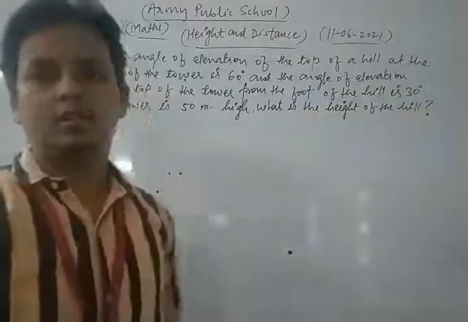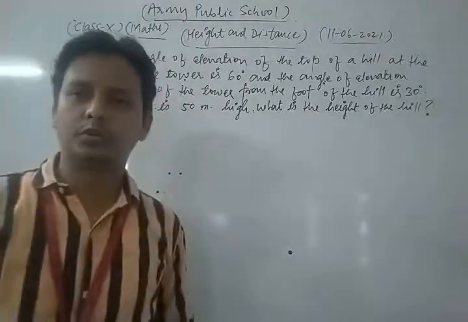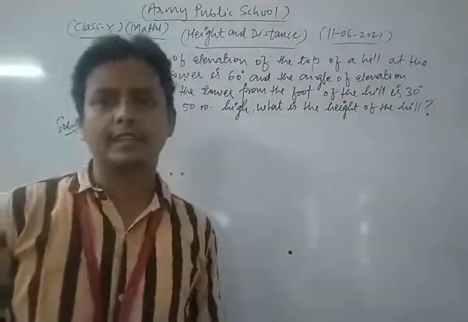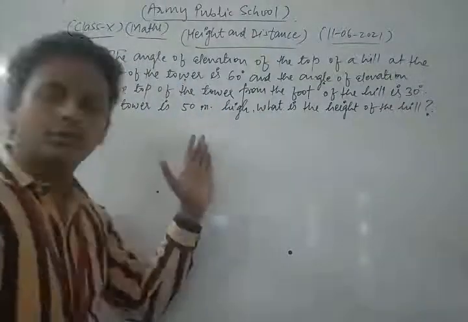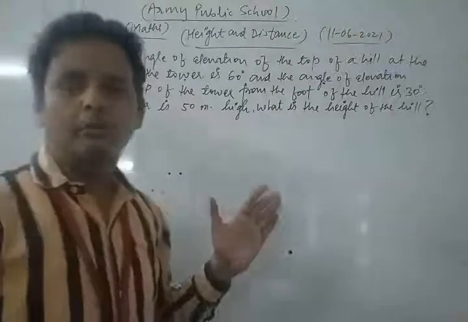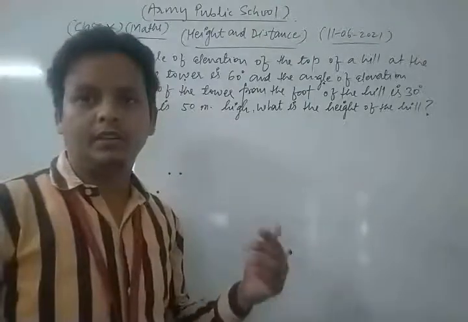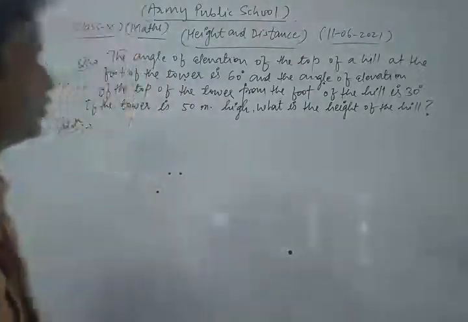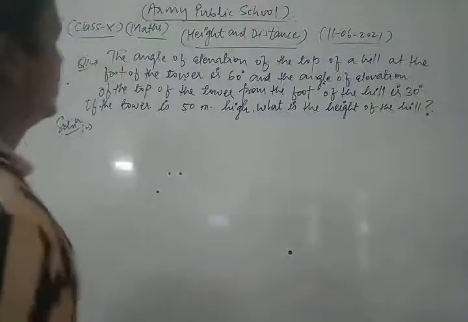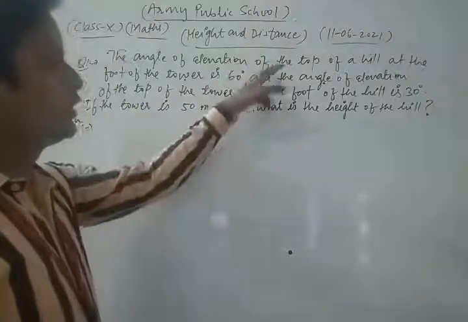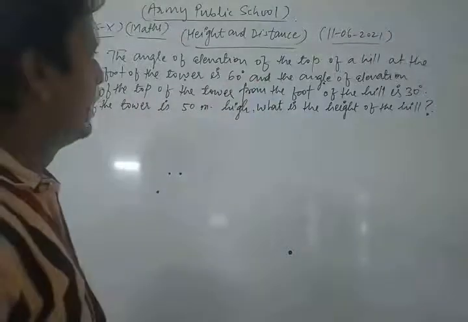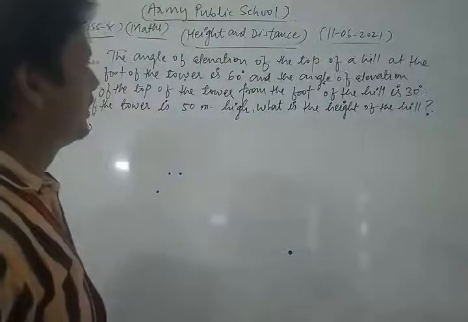Okay, this is the question. This is a very important question of your syllabus based on height and distance. Let's see the solution of that question. First of all, according to the question, we draw the figure. After drawing the diagram, we solve the question. The angle of elevation of the top of a hill at the foot of the tower is 60 degrees.